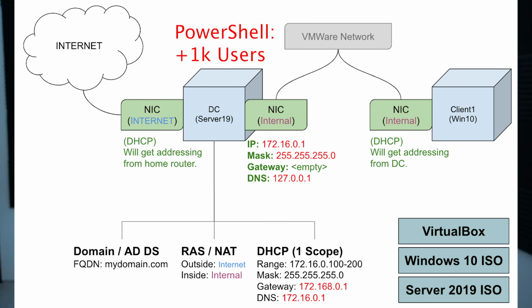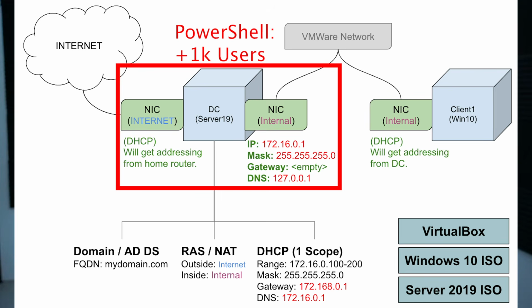So the first thing we're going to do is download and install Oracle VirtualBox, which is what we're going to use to run our virtual machines on. After that's installed, we're going to download a Windows 10 ISO and a Server 2019 ISO that we're going to use to install the two operating systems on two separate virtual machines. Next, after we have everything downloaded and installed, we're going to create our first virtual machine, which is going to be our domain controller, which is going to house Active Directory.